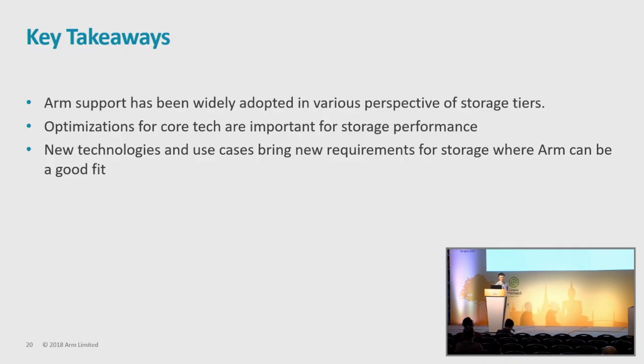Let's summarize, looking back at the underlying technologies, new accelerators and emerging solutions we have talked about. We can find that ARM support has been widely adopted in various storage tiers. Those adoptions include not only basic function porting, but also specific optimizations using ARM unique features like CRC extensions. These optimizations in core technology, especially for algorithms, are extremely important for storage workloads as they can improve the whole performance quite a lot. An example I have talked about is the CRC32 optimization in SPDK. With that optimization, we can achieve significant performance improvements in NVMe over Fabric workloads.